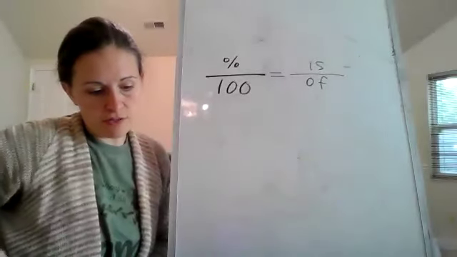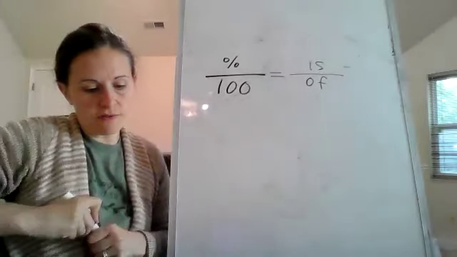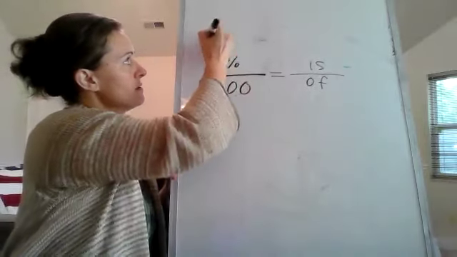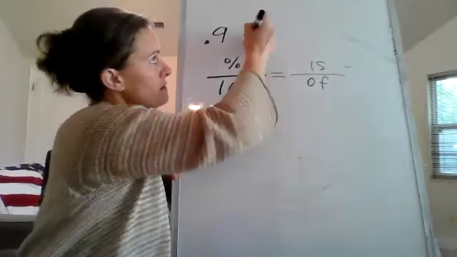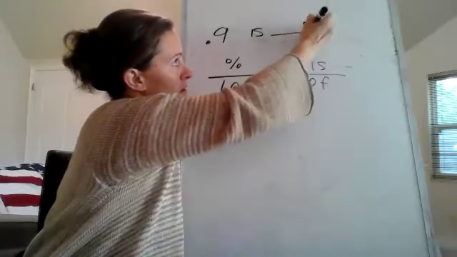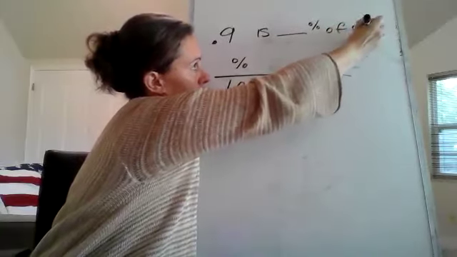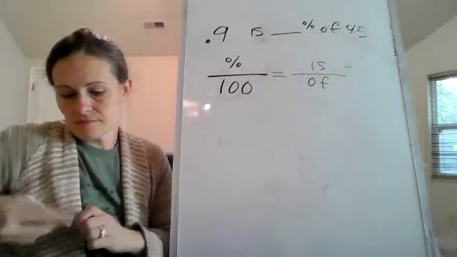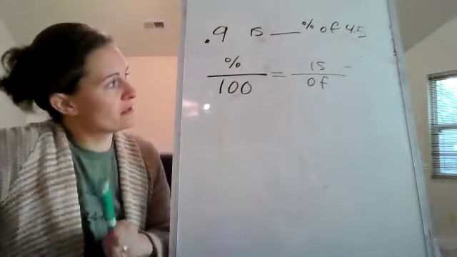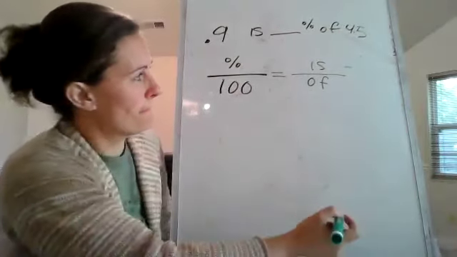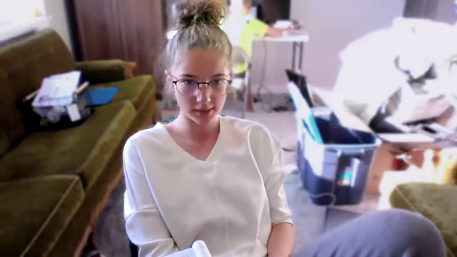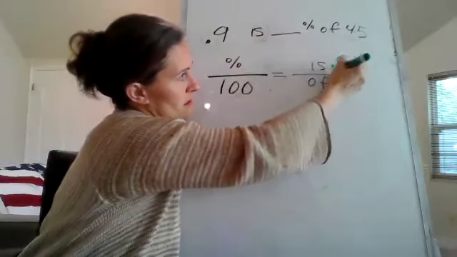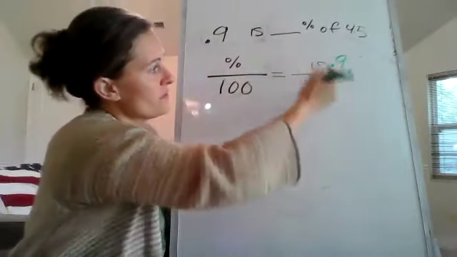Okay, now let's do the next one. We're going to try it with some decimals. 0.9 is something percent of 4.5. Where do we put the 0.9? Like right by the is. Yep, it is. Of 4.5.